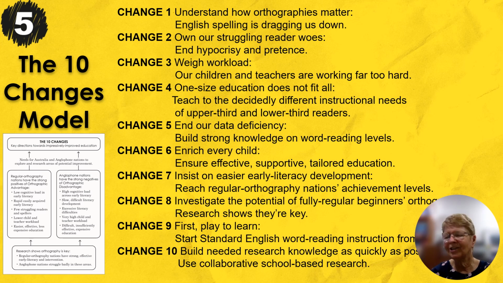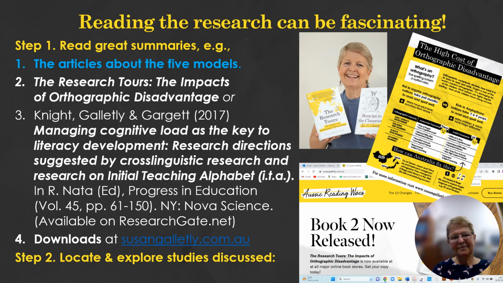Teachers haven't got a chance to build the resilience and skills needed before the children are hit with learning to read and write, and failure sets in. We need to be researching acquired helplessness too. That is one of the research tours that I've got. Okay, so first play to learn. Start standard English word reading instruction from mid-year 2. Okay, and then change 10, build needed research knowledge as quickly as possible, use collaborative school-based research.